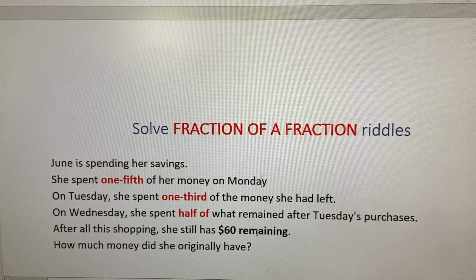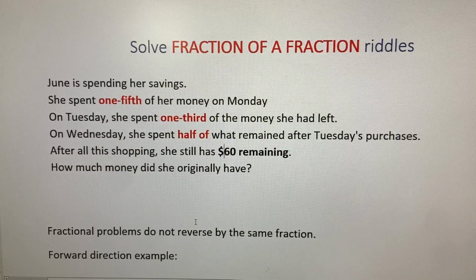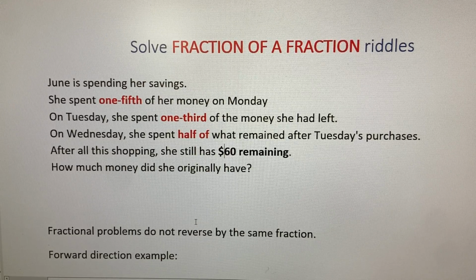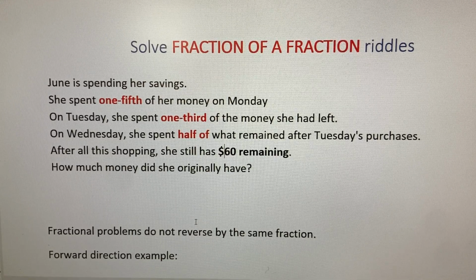So this is a fraction of a fraction of a fraction, and we have a remainder. This is the only solid number given. Those three are fractions. So, problem number one: fractional problems do not reverse by the same fraction. Using half and third and fifth in reverse order doesn't help a whole lot.